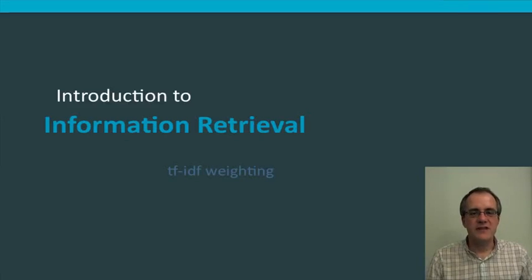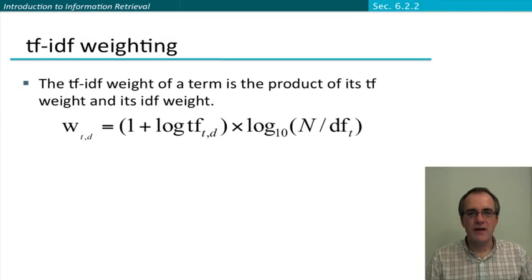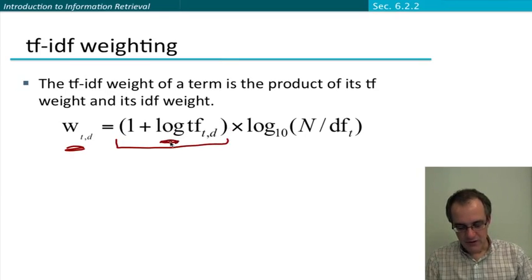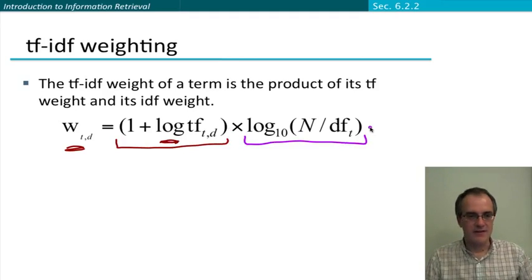We've now introduced two weights for terms and documents to use in our information retrieval ranking process: term frequency and inverse document frequency. In this segment, we're going to put them together to give the TF IDF weight of terms. The TF IDF weight of a term in a document right here is simply the product of its TF weight scaled with a log term, as we discussed before, times its inverse document frequency weight.